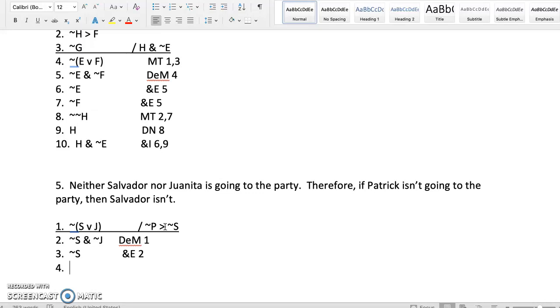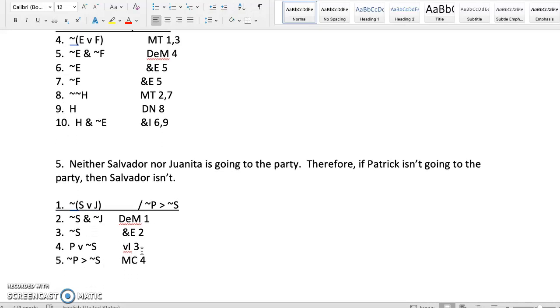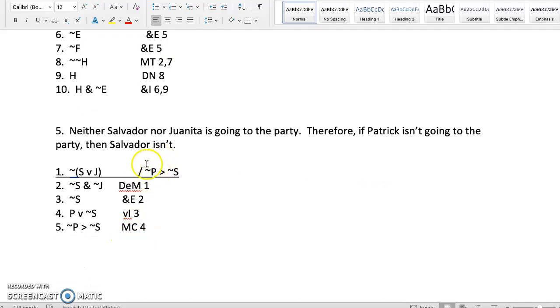So if we do this, P or not S, by disjunction introduction of 3. Now we can use our material conditional rule to change that into that conditional. It's MC 4. So again, you had to notice, okay, here's a sentence that doesn't appear in the premise anywhere, so it means we're going to have to introduce it. So disjunction introduction is how you can do that.